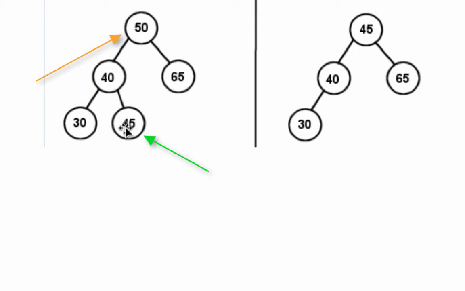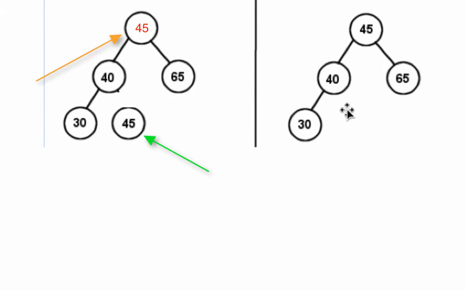So the first step is to copy 45 here. So at this point, we have two nodes, this node and this node with value 45. So effectively, we have deleted 50. Now, what do we have to do to finish the process? We have to get rid of the in-order predecessor. In other words, we have to delete 45. But to delete 45 is very easy because 45 is a leaf. So simply, we have to take this reference, the right child of 40, and set it to null.